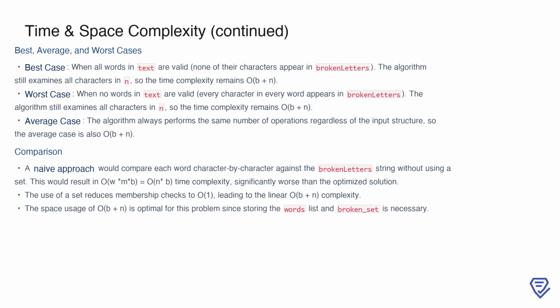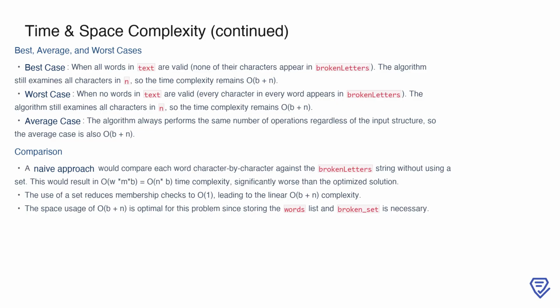Comparatively, a naive approach that checks each word character by character against the broken letters string would result in O(n*b) time complexity. This is significantly less efficient than the optimized solution, which leverages the O(1) membership checks of a set to achieve linear time complexity. Space complexity, at O(b + n), is also optimal since storing the words list and broken_set is unavoidable in this problem.